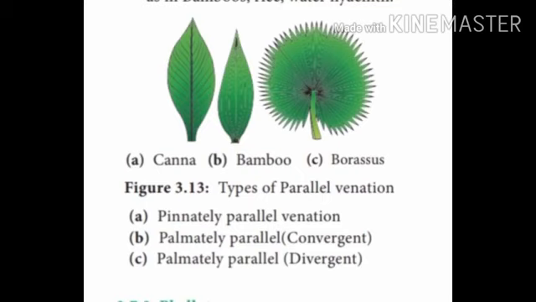The third one is pinnately parallel divergent. All are deviating from each other. So these are the three types of parallel venation. So the veins arrangement classifies what type of leaf it is. Mostly reticulate will be found in dicot plants and parallel will be found in the monocot plants.